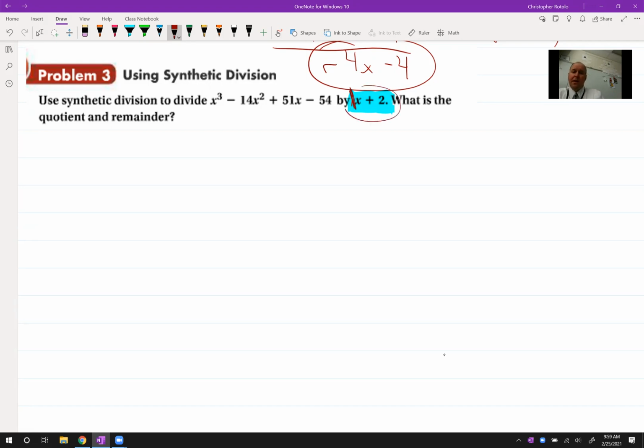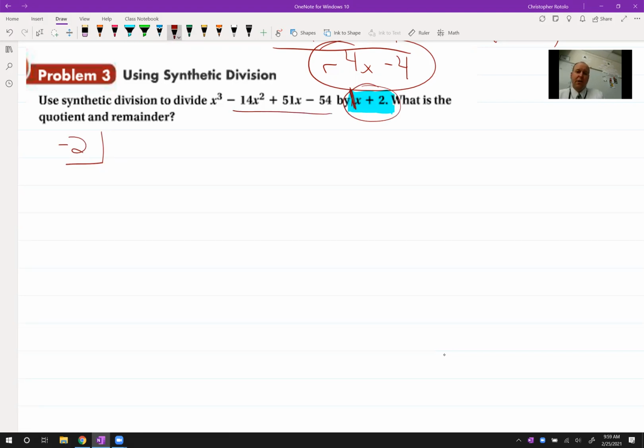So if I get x plus 2, I'm going to draw a backwards L, and I'm going to use -2, right? So that's the first thing: we're going to use solutions or opposites, whichever way you want to think about it, and we're going to use those to go right in here.